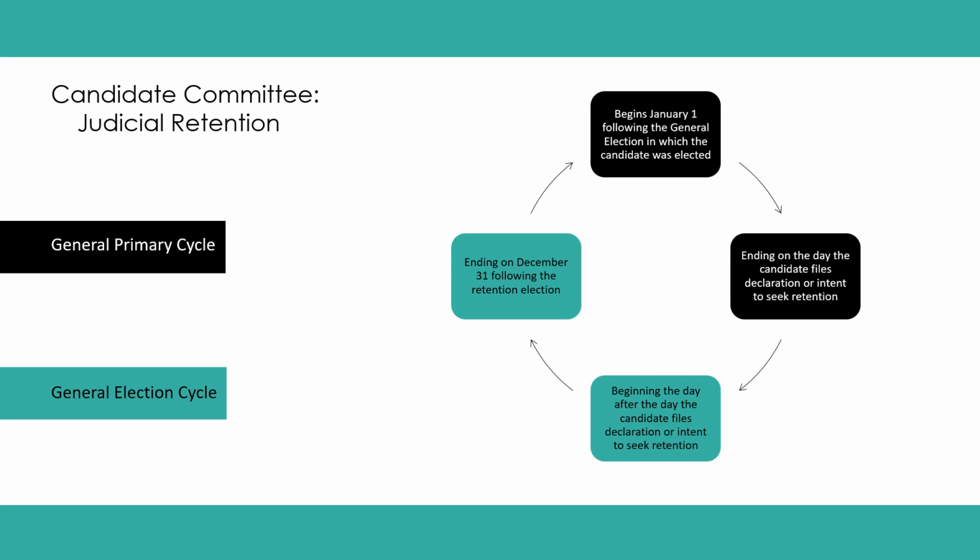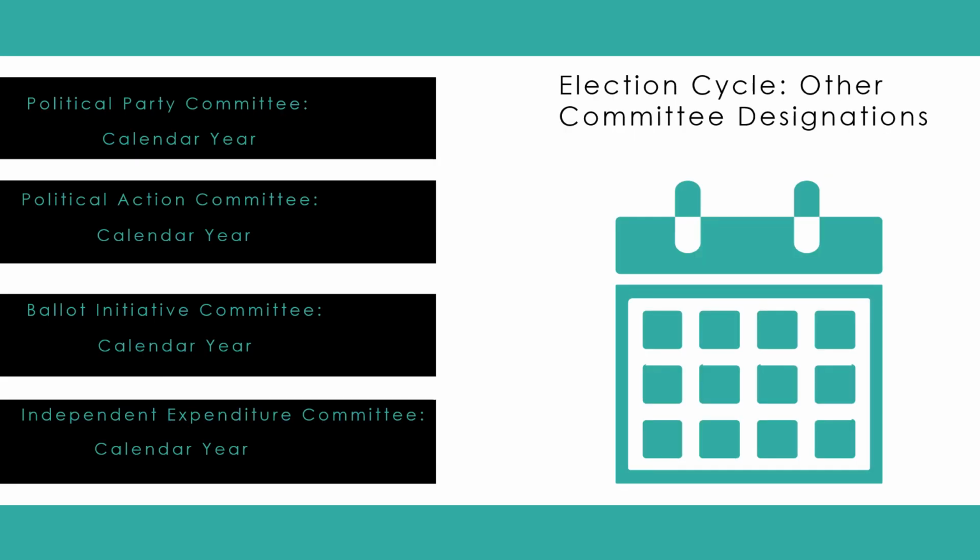Special note, candidates that hold or seek more than one office elected in different election cycles must declare one cycle to be used for campaign disclosure purposes. This declaration is indicated on the D1 form. As you can see, election cycles for candidate committees are more complex as they are dependent upon the office being sought. Luckily, the election cycles for other committee designations are much simpler.